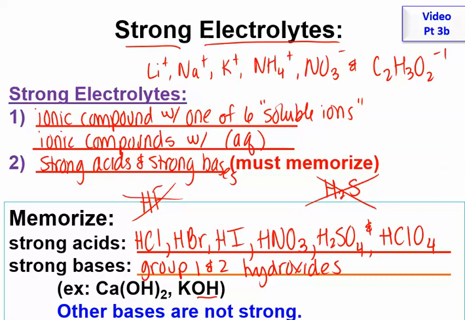And those are strong. There is an exception. Beryllium hydroxide is not strong. So group 1 and 2 hydroxides, except for beryllium hydroxide, any other base is not strong.